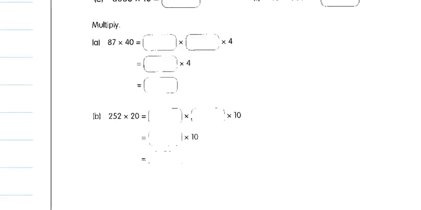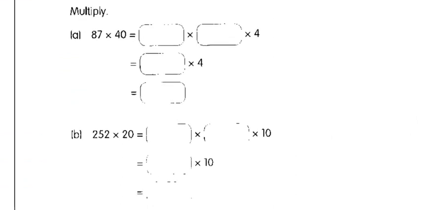83 times 40. Let's check how to multiply this one step by step. 87 times 40, you can say that 40 is 10 times 4, or 4 times 10. So you can partition this 40 to be 10 times 4. You can write here 87, and instead of 40, you can say 10 times 4. 87 times 10 is 870, then multiplied by 4. Let's check how to multiply 870 by 4.